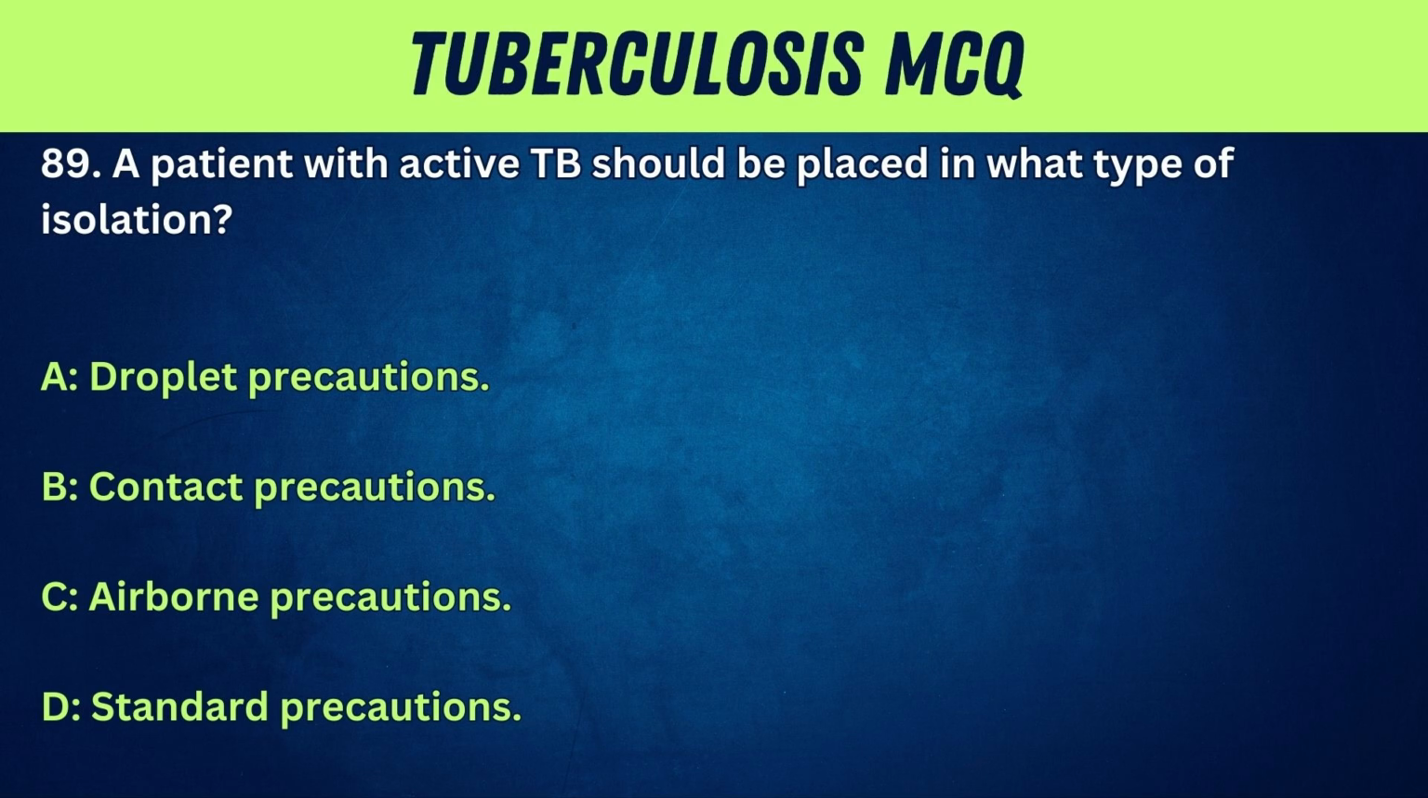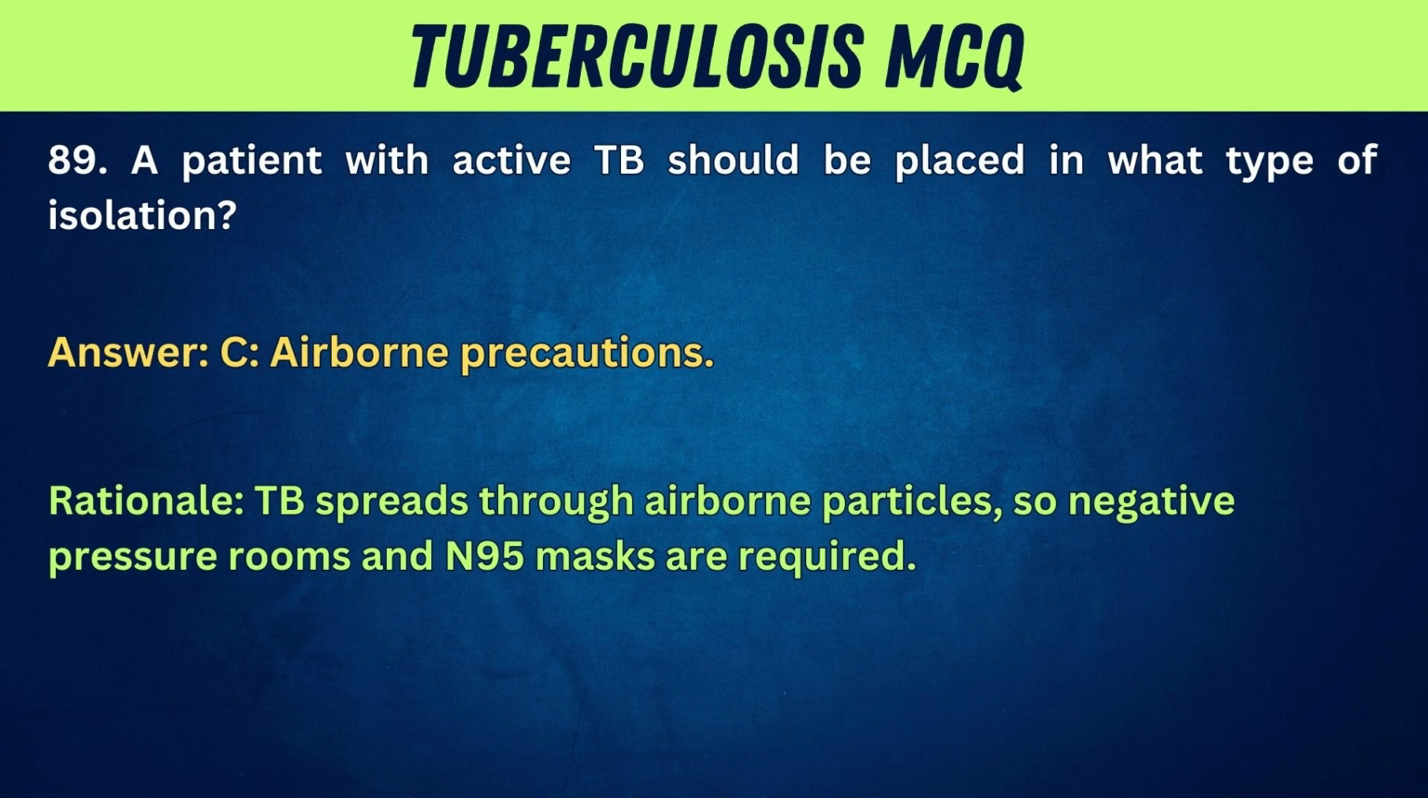89. A patient with active TB should be placed in what type of isolation? A. Droplet precautions. B. Contact precautions. C. Airborne precautions. D. Standard precautions. Answer: C. Airborne precautions. Rationale: TB spreads through airborne particles, so negative pressure rooms and N95 masks are required.